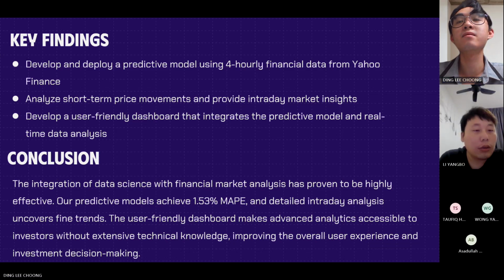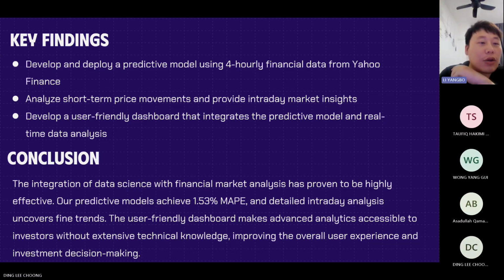Thank you, Ding. I will introduce the summary of key findings. The first is to develop and deploy a predictive model using 4-hourly financial data from Yahoo Finance. The second is to analyze short-term price movements and provide intraday market insights. The last is to develop a user-friendly dashboard that integrates the predictive model and real-time data analysis.